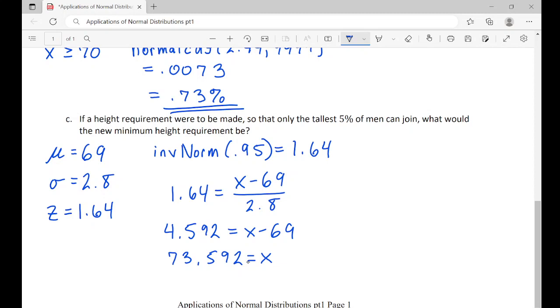So I'm not going to use this as the height requirement. I'm going to do a little bit of rounding. So I'm going to say that the tallest 5% of men, the height requirement will need to be 73.6 inches as the new minimum height requirement.